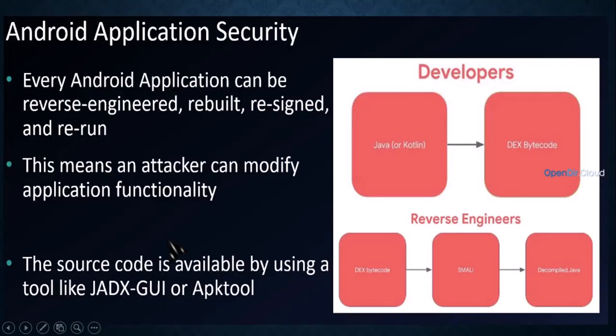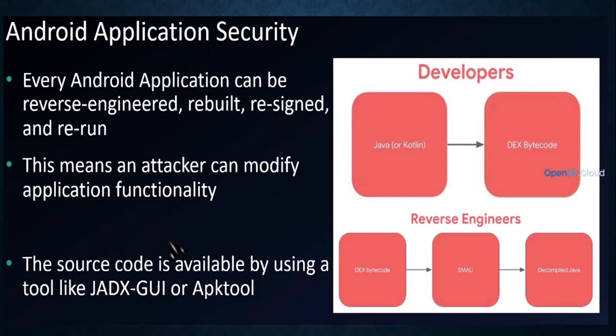Now, Android application security. Every Android application can be reverse engineered. What do I mean by reverse engineer? You can take it back to the code, maybe decompile it, see the code, and recompile it and bring it back again. That is called reverse engineering. So every Android application can be reverse engineered, rebuilt, resigned, and rerun.